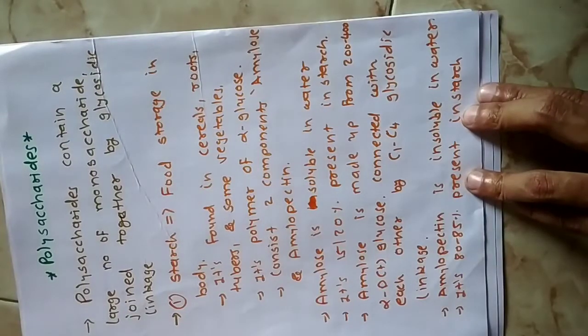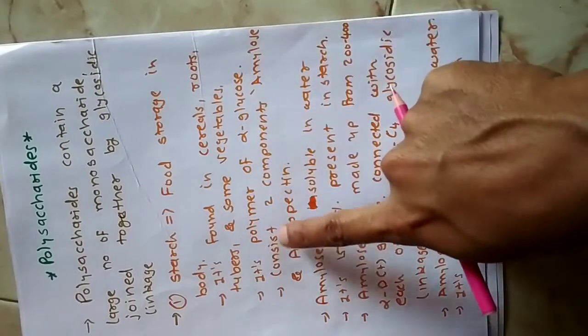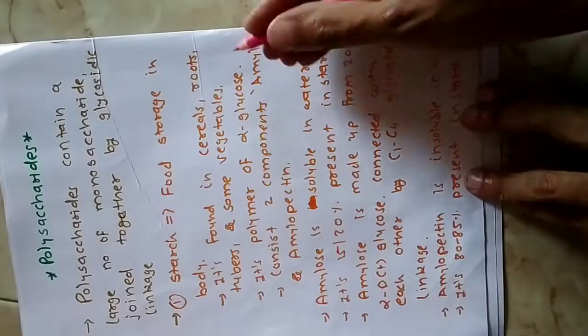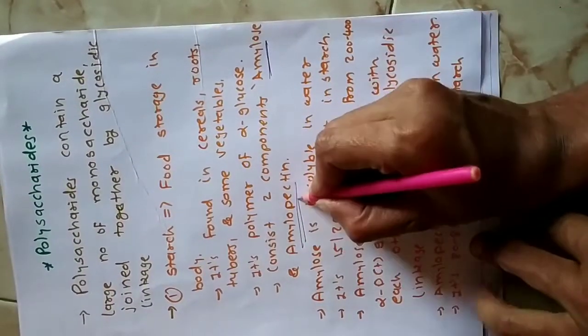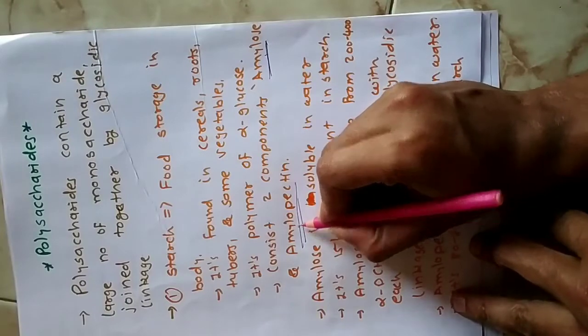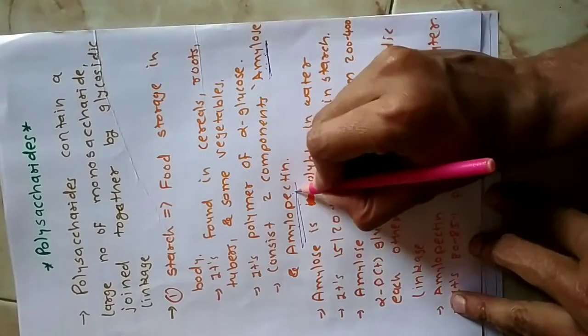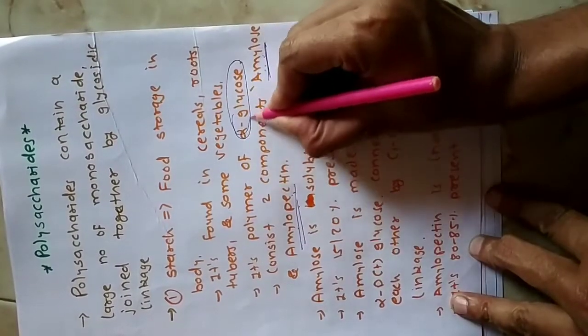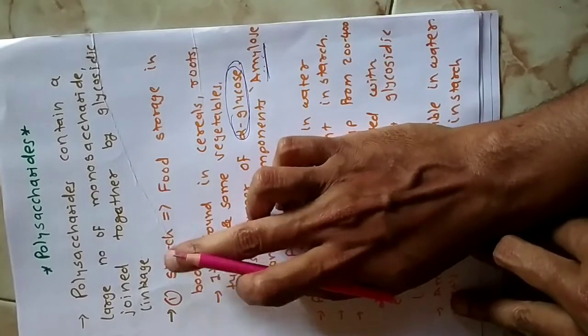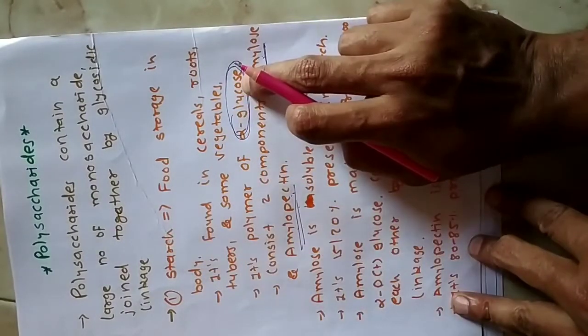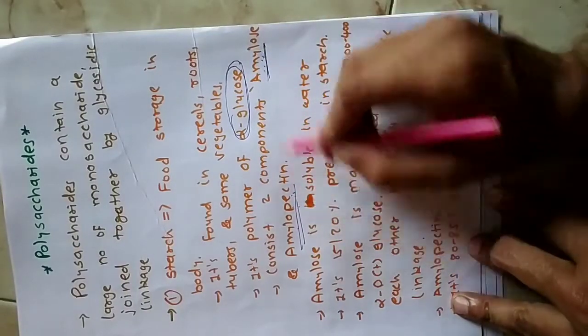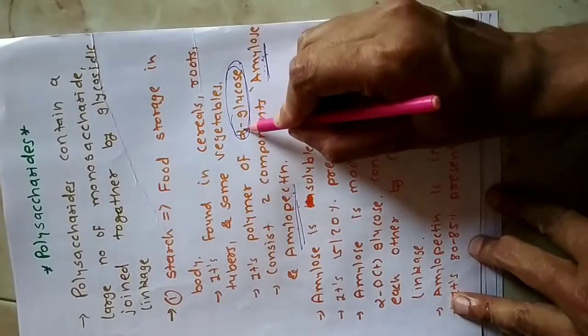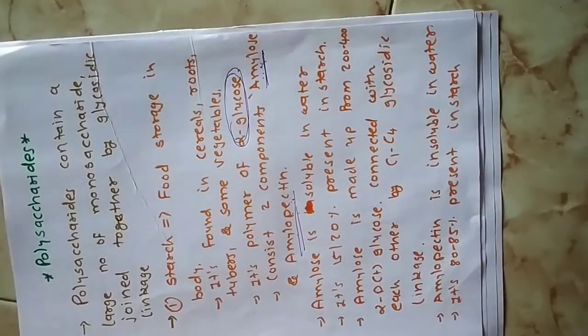Now, those two different manners lead us to two main components of starch structure. These are not monomers. These both are amylose and amylopectin. They are the two components of starch. The monomer is alpha glucose. Starch is a polysaccharide in which the monomer is alpha glucose. Why are these two components there? Because alpha glucose is connected in two different manners.